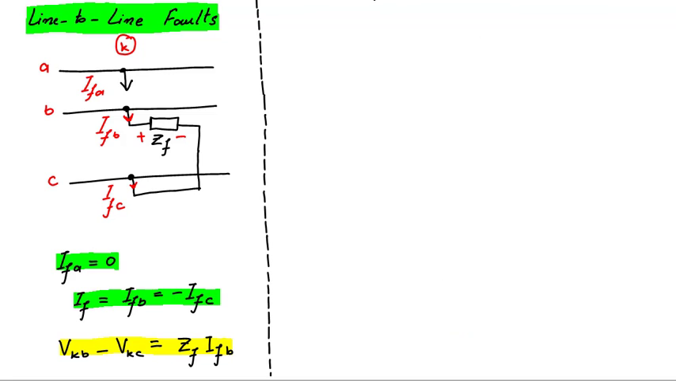The phasor voltage characteristic equation says that the difference between phase B and phase C voltage at bus K is equal to the voltage drop across the fault impedance due to fault current, ZF into IFB. Now here, if we resolve the quantities on the right and left side of this equation into their sequence components, starting from the left side, VKB minus VKC is equal to the three sequence components of VKB.